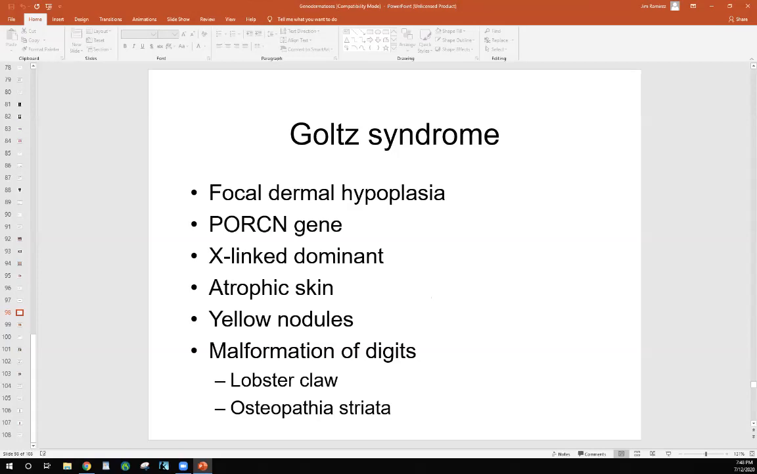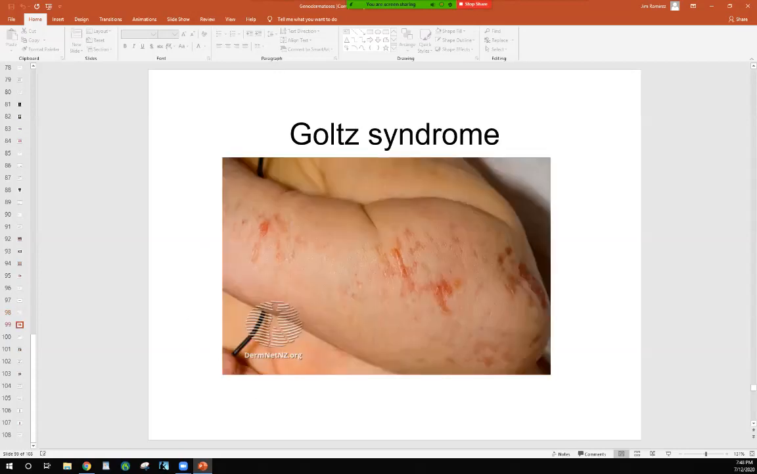And the key is you see this atrophic skin with yellow nodules. This is the protrusion of the fat, actually, which we'll get to in a minute. In addition, you can have malformation of the digits. You can have what's called a lobster claw, or the very characteristic osteopathia striata. So here's the clinical photo of what Goltz syndrome looks like.